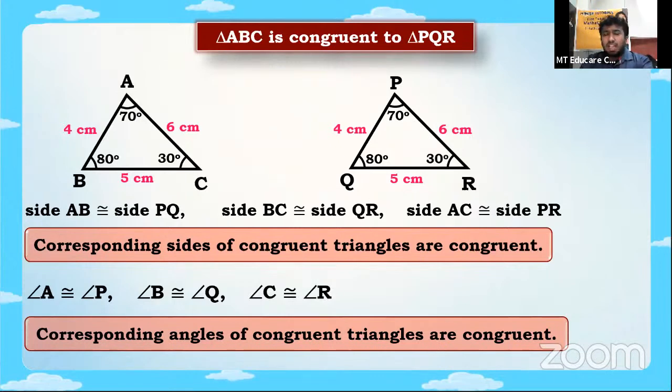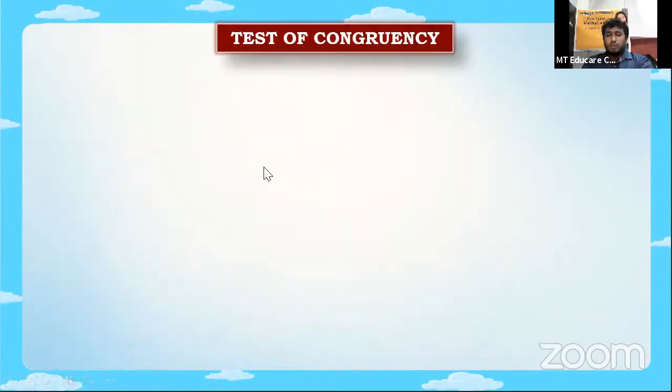A का matching angle कौन सा है? P. B का matching angle Q. C का matching angle R. AB का matching side, that means corresponding side कौन सा है? PQ. BC का corresponding side QR and AC का corresponding side PR. Student, this we have already studied in our 8th standard, right? Yes, superb. Students, tell me quickly which are the 5 tests of congruency.